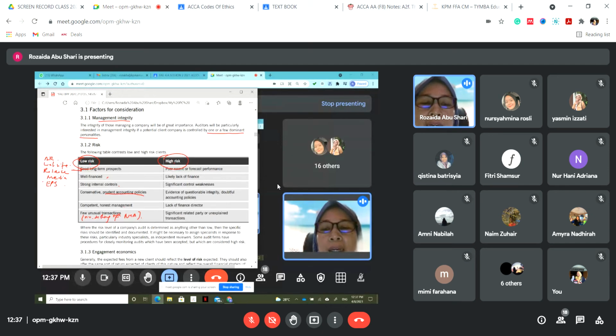So if the client does not give consent to communicate with the previous auditor, but through your investigation you identify that the company has all these factors, then you can consider this a low risk company.